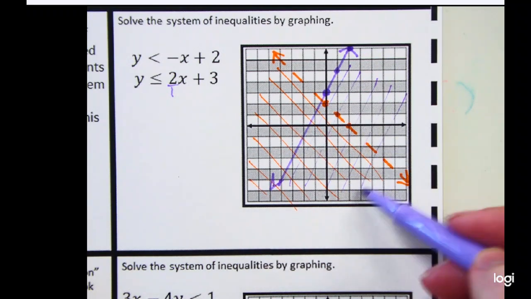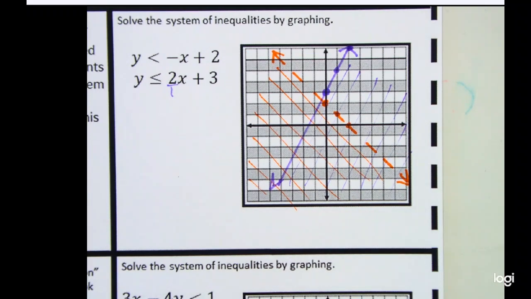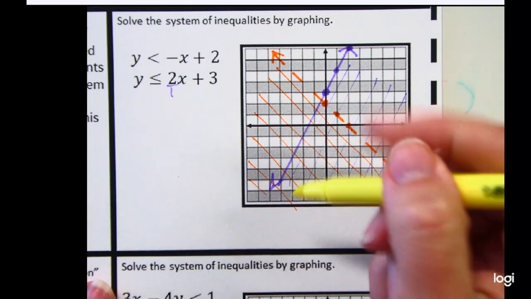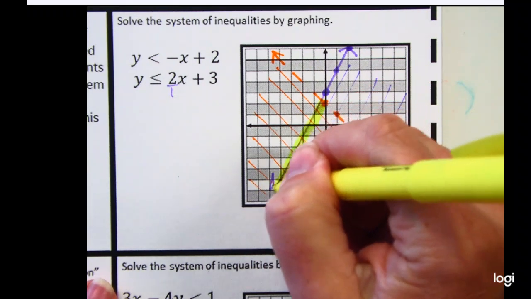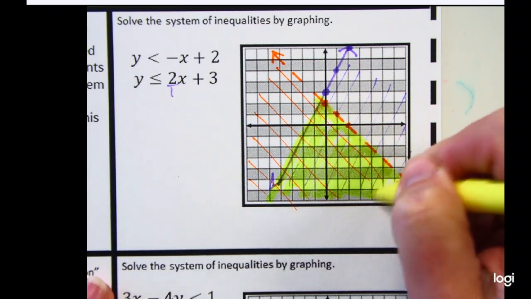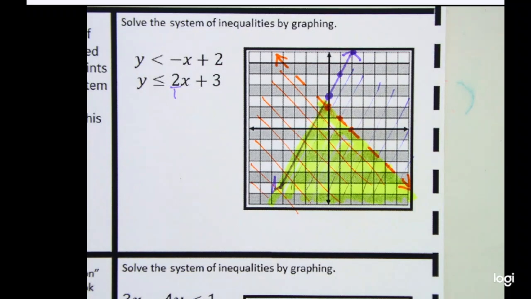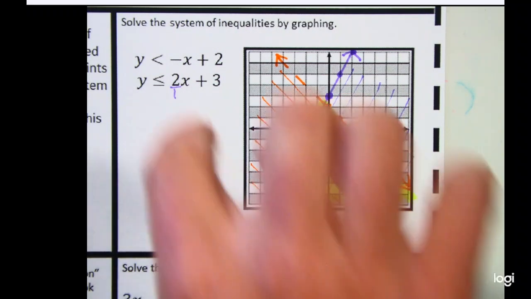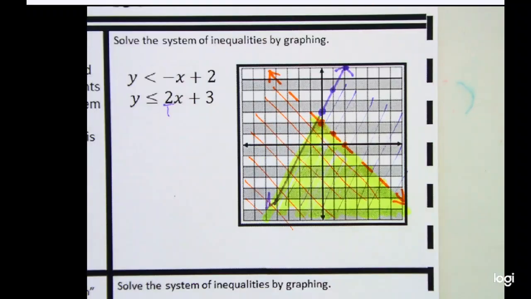Now, lightly, lightly, lightly, because what am I really looking for? Where they intersect. I'm looking for where they intersect. Absolutely. Where they intersect is my solution. That area right there is what makes both inequalities true. Now, you'll shade, and then you can go back and erase the sections that you don't want. So that will come into play.